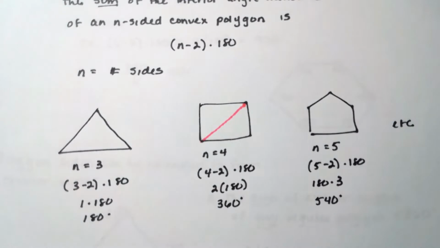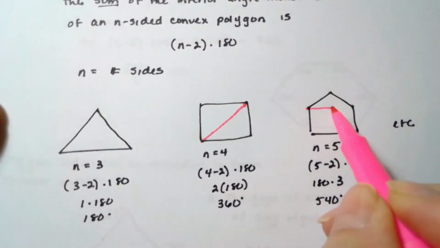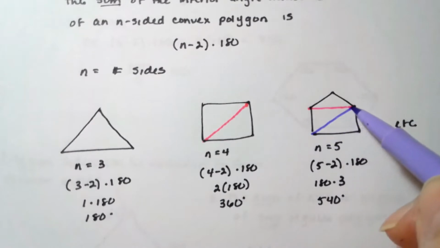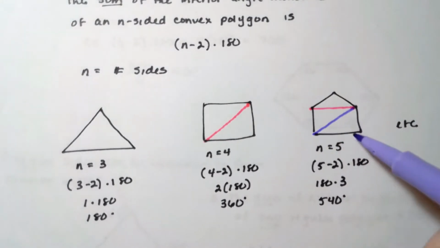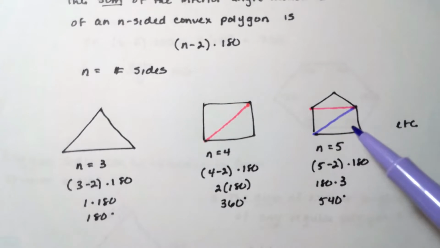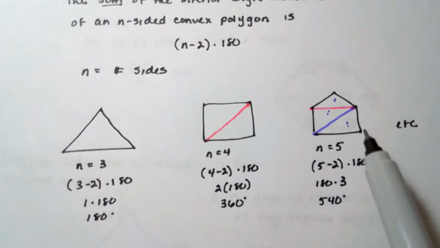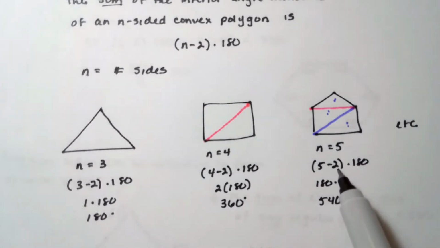In a pentagon, you have this triangle here, and then you have those 2 triangles, or you could have done the diagonal that way and had those 2 triangles. But anyway, 3 triangles. If each triangle is 180 degrees, then 3 times 180 is 540. But rather than that, just take the number of sides of a pentagon, which is 5, subtract 2 from it, multiply it by 180, and you're going to get the same value.